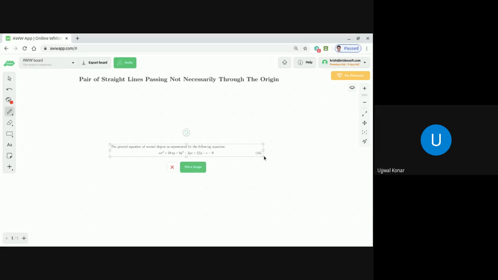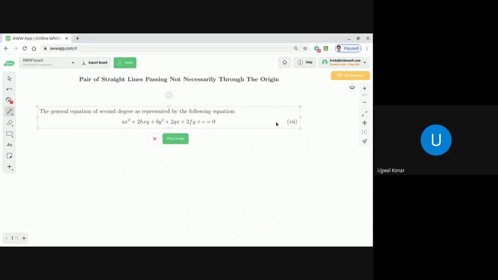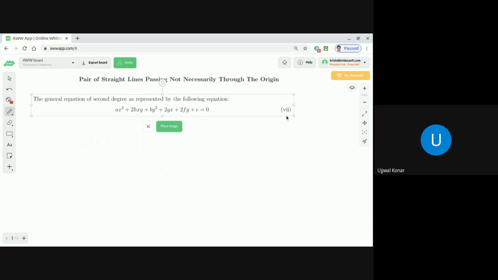Before proceeding, could you please confirm that you are able to view the screen properly and hear me very clearly? Yes, sir.